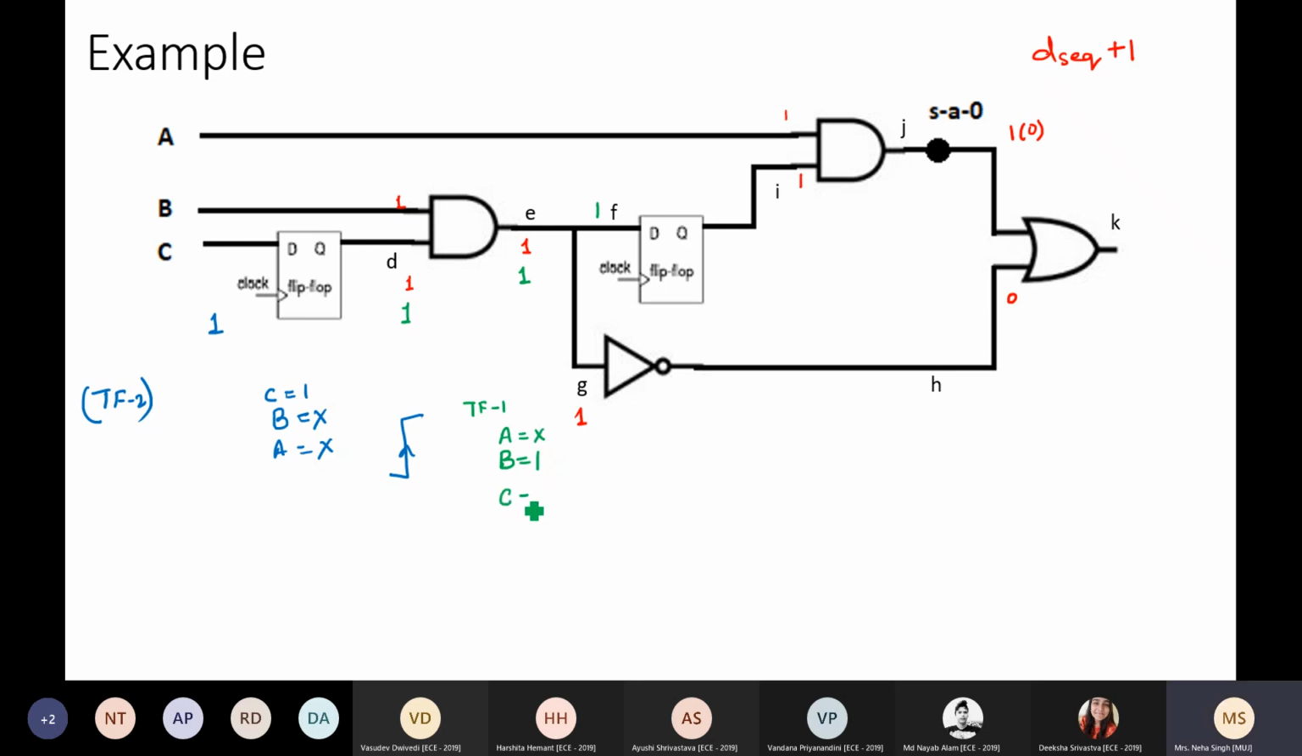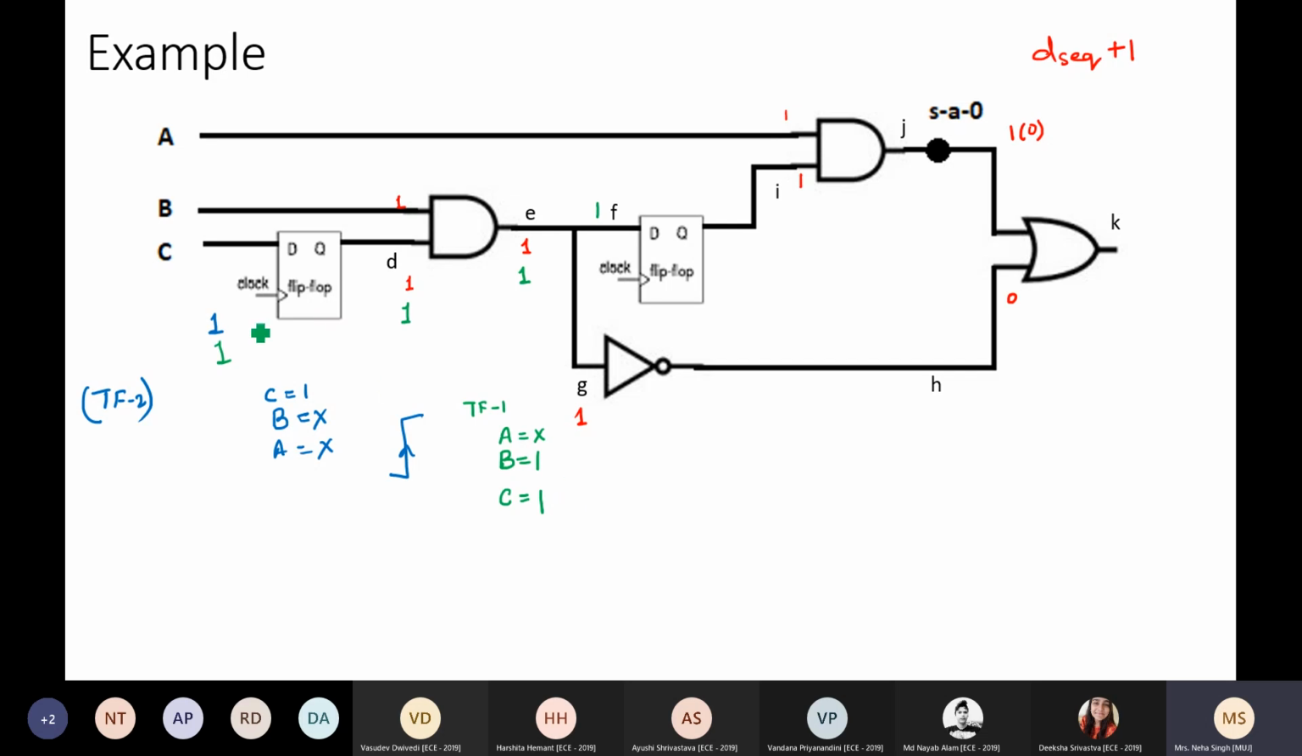C 1 or don't care? 1. Why C1? क्योंकि यहां पर अगर मैं इस टाइम फ्रेम में 1 नहीं रखूंगी तो जो TF0 पर वैल्यू आएगा that will change. Right? I want C equal to 1 here.